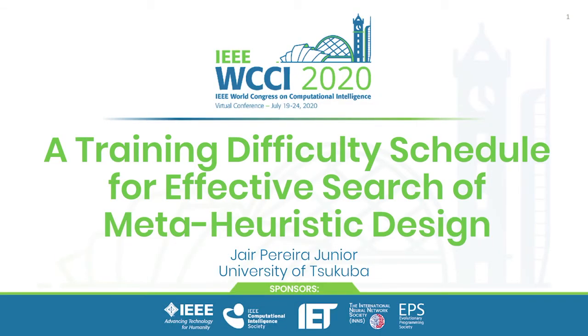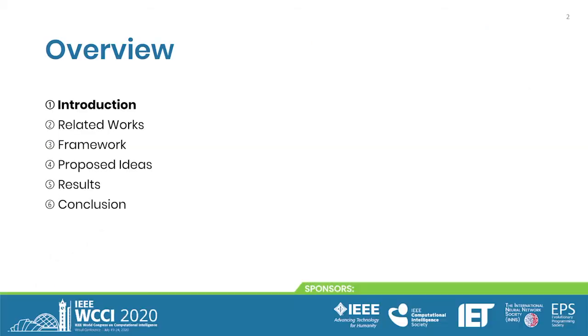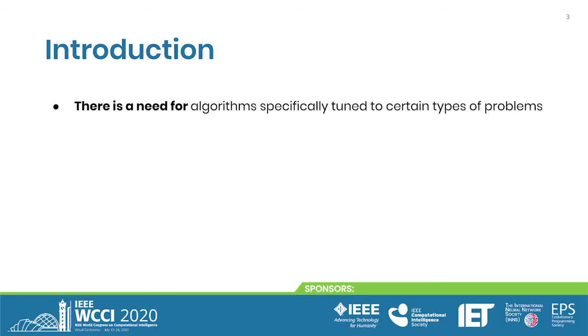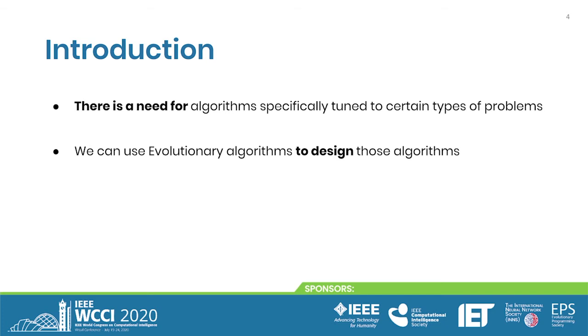In this presentation, I'll talk about the use of evolutionary algorithms to design other evolutionary algorithms, and also some training strategies for hyper-heuristic. Let's get started. There's a need to have algorithms tuned to a specific type of problems, problem instances that have some common underlying characteristics. When preparing those algorithms, we need to tune not only its parameters, but the whole design itself.